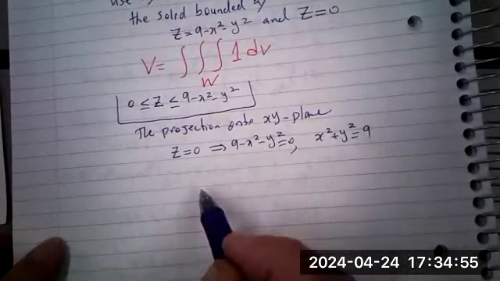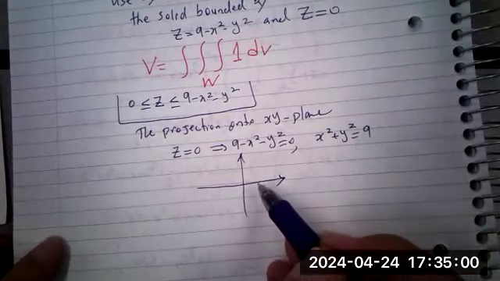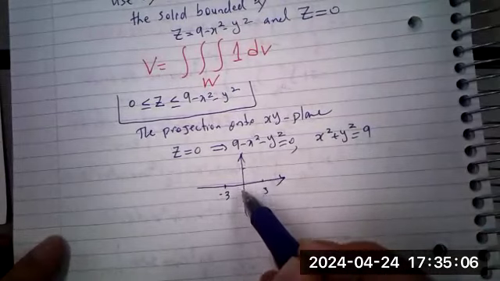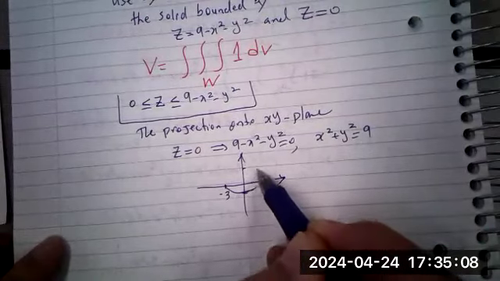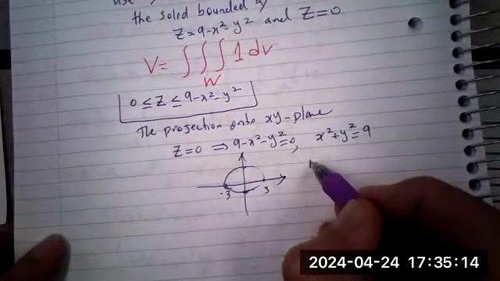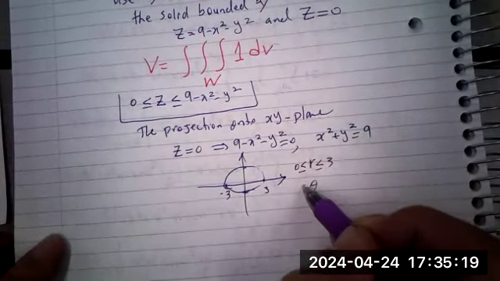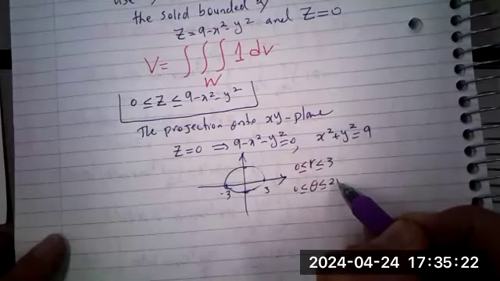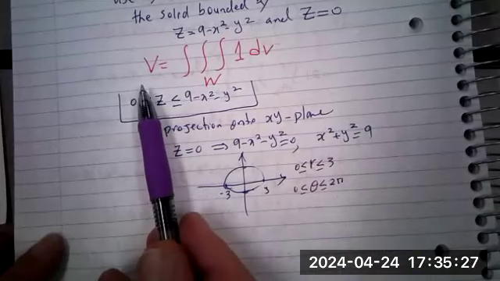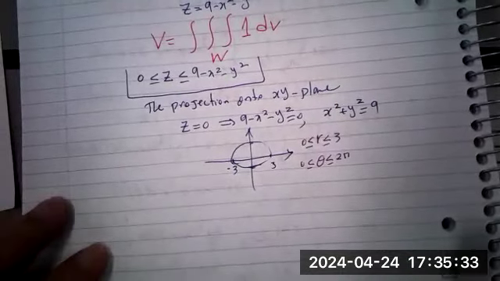It's easy, you have a circle. We get a circle with radius 3, from negative 3 to 3, and it's a full circle. So the polar form of the circle is: the radius is between 0 and 3, and your theta is between 0 and 2 pi. That's it. So you just find your volume in the polar form or cylindrical coordinates.